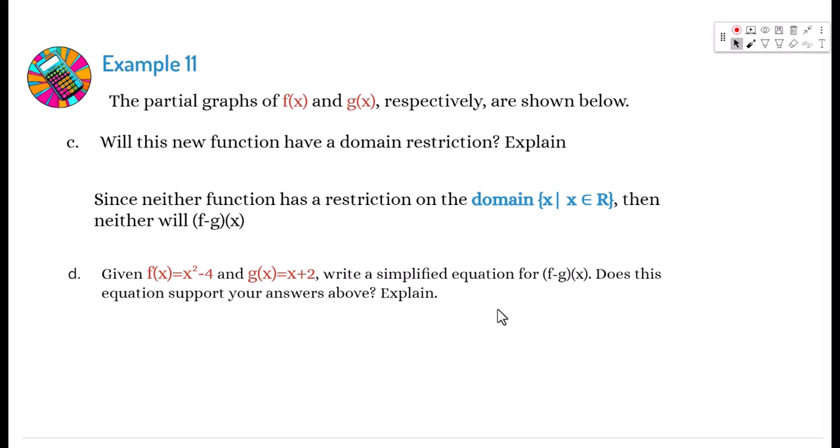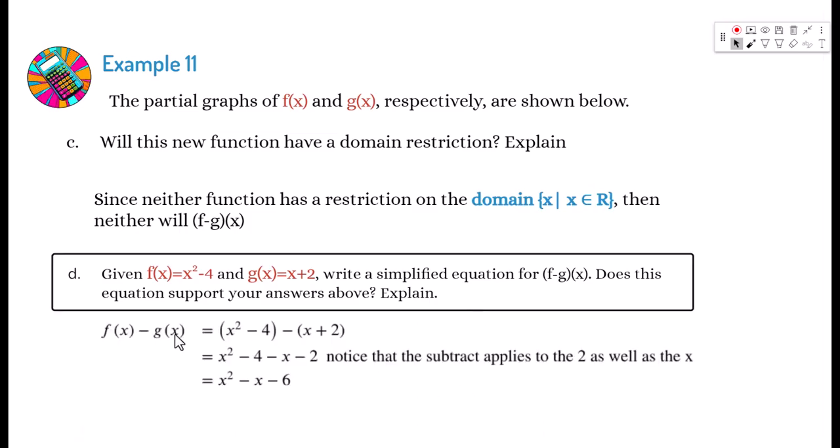Now the last one here, it says given f of x equals x squared minus 4, and g of x equals x plus 2, write a simplified equation for f minus g of x. And does this equation support your answer above, meaning when we graphed it for b? So let's look at that.